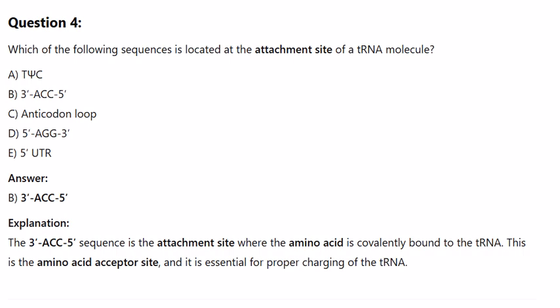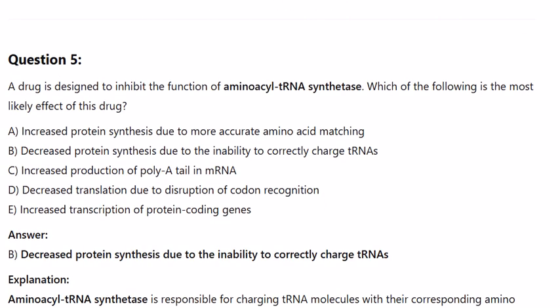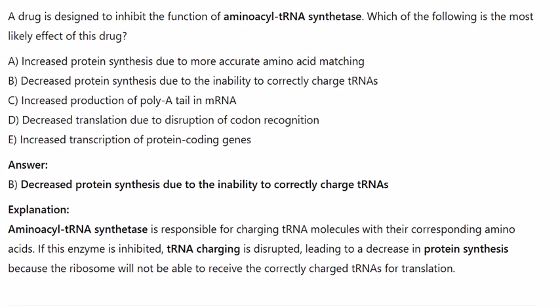Question 5. A drug is designed to inhibit the function of amino-acyl tRNA synthetase. Which of the following is the most likely effect of this drug? A. Increased protein synthesis due to more accurate amino acid matching. B. Decreased protein synthesis due to the inability to correctly charge tRNAs. C. Increased production of poly-A tail in mRNA. D. Decreased translation due to disruption of codon recognition. E. Increased transcription of protein-coding genes.